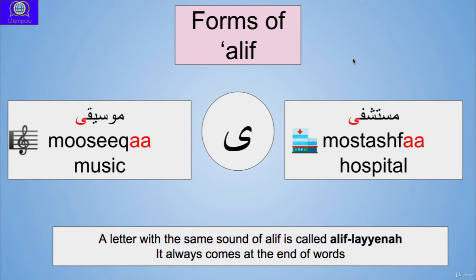One final form which is not very usual to associate with alif, it's actually called alif layyina. And it is a letter which has the same sound as alif, but it only occurs at the end of the word. So here, for example, the word mustashfa, it means hospital, and you'll find that it ends with this letter, which you may find similar to the letter ya, but it does not have dots under it. So in this case, it is read as alif, mustashfa.